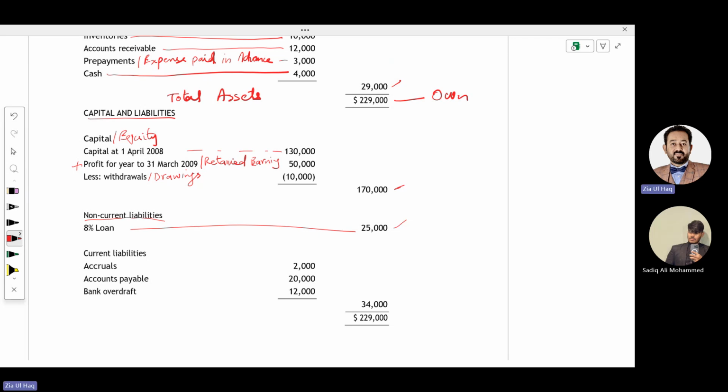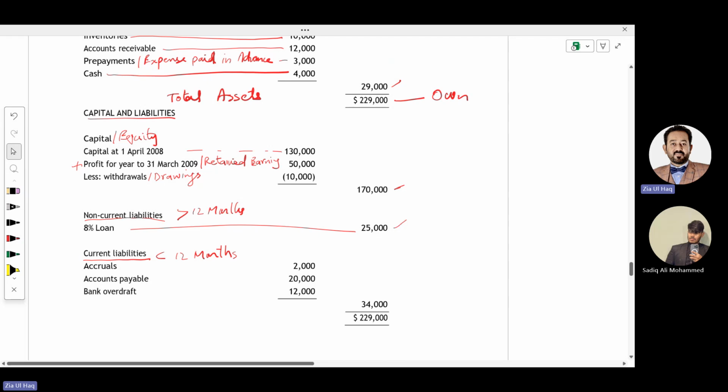Then we need to record current liabilities. Current liabilities mean liabilities that we need to pay during the year, within 12 months. So these liabilities are greater than 12 months. These liabilities are lesser than 12 months, meaning we need to pay them within 12 months.